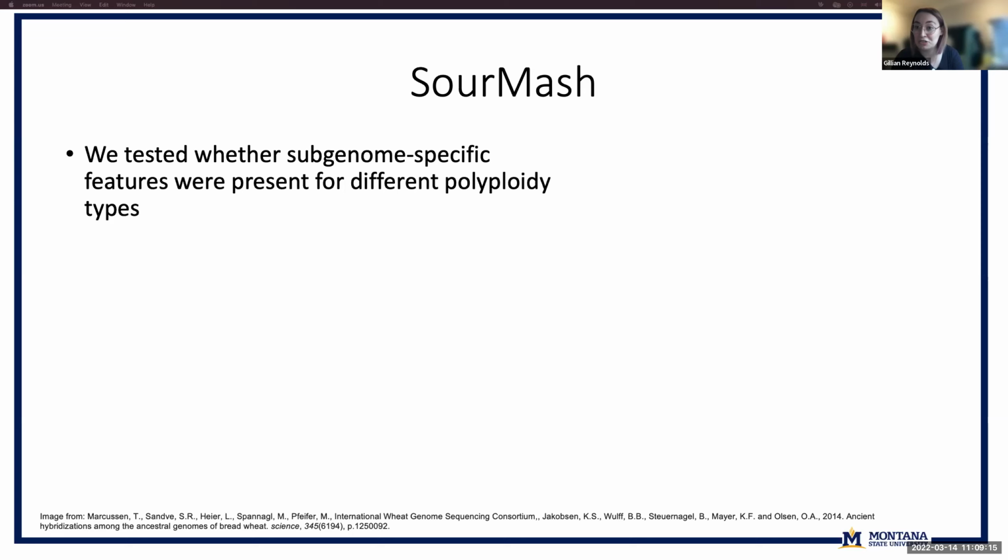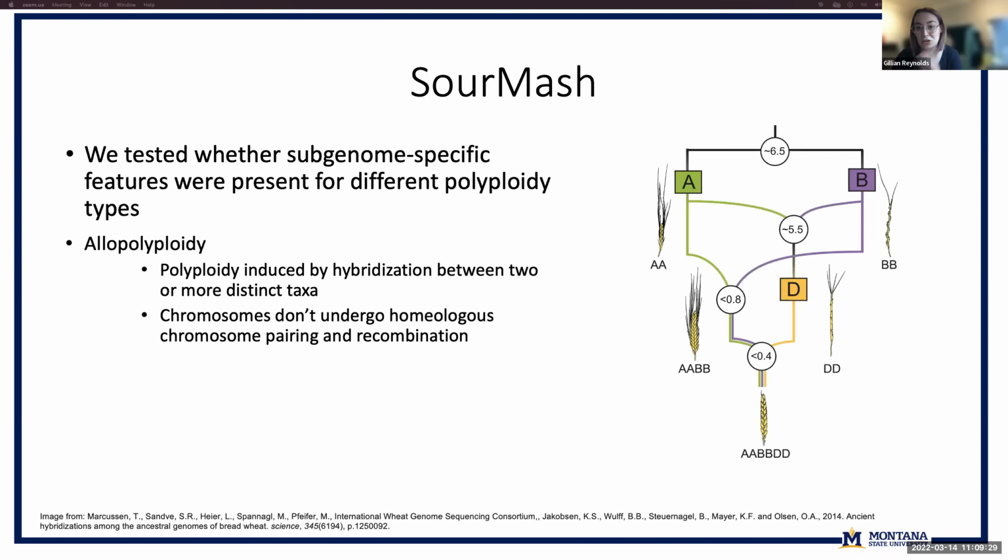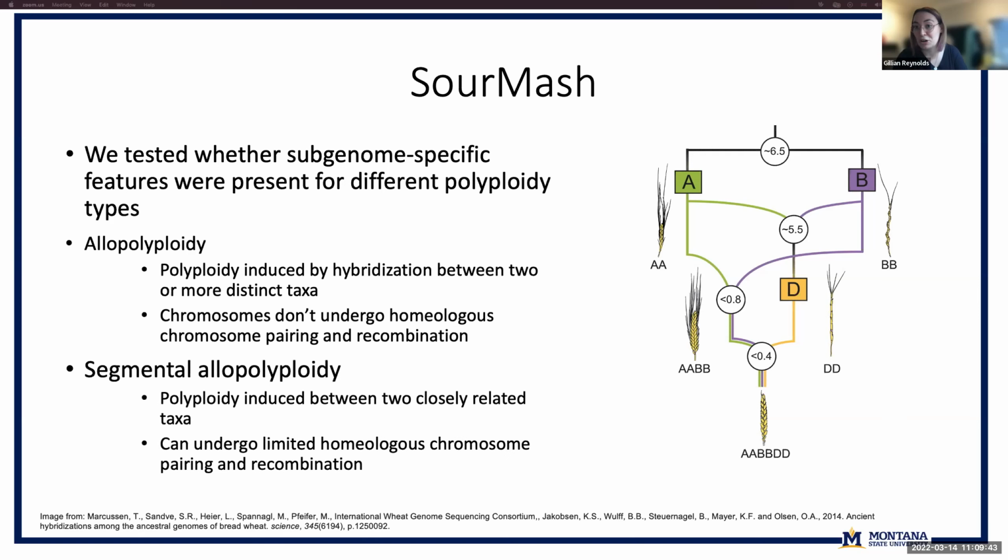Now, I'm using reference genomes for this because I want to find out first if there are any features actually present in the best data that you can get a hold of. And so I looked at allopolyploid subgenomes. This is polyploidy induced by hybridization between two or more distinct taxa. A good example of those is wheat, which is very classic. Here you have the A and the B subgenome coming together in a hybridization event, followed by the D subgenome much later. And these chromosomes don't tend to undergo homologous chromosome pairing and recombination.